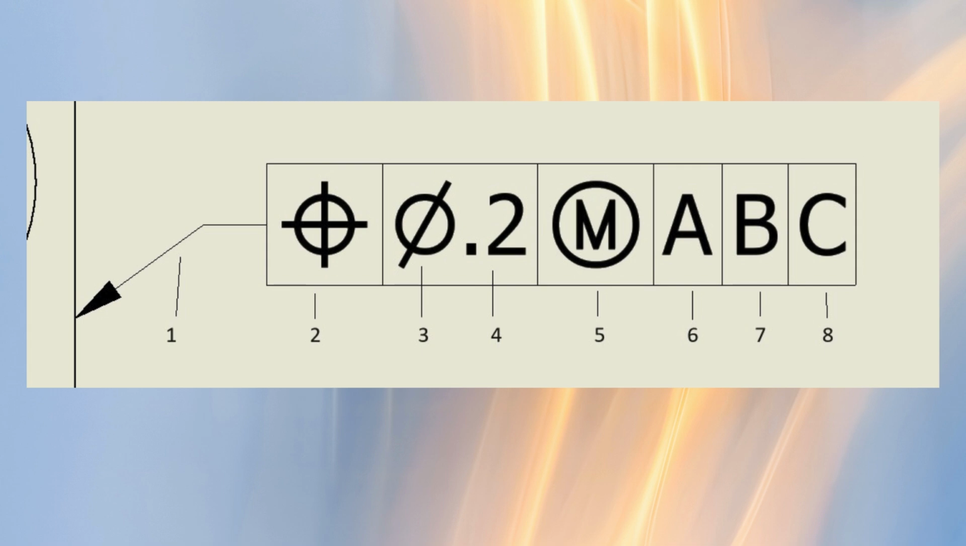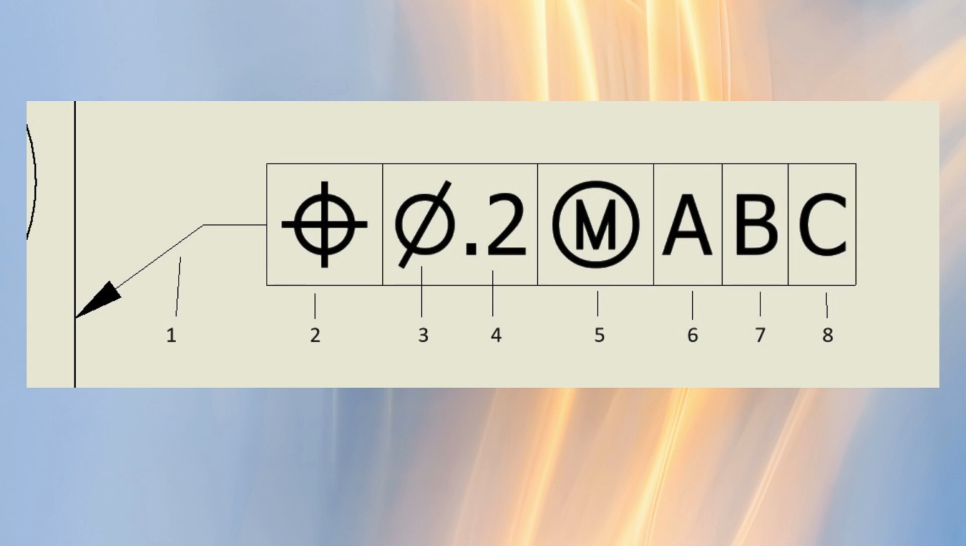This is a full control frame. Not all of this information is always used. Most commonly the frame has a leader to the part being controlled, the symbol showing the control type, the measurement of control and a datum reference. However, let's look at all of the parts shown here. 1. This is the line leader pointing the frame to the feature being controlled. 2. This first box always contains the symbol designating the type of control.